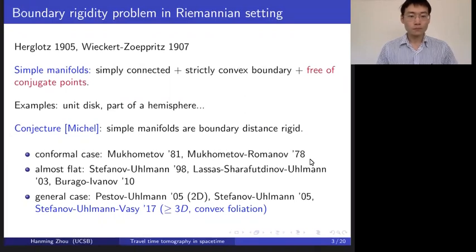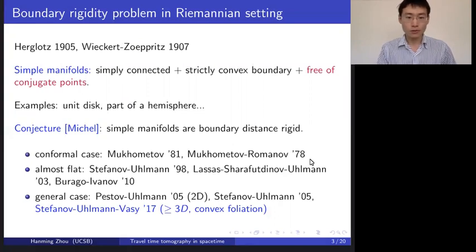For the conformal case, where the two metrics come from the same conformal class, this problem has been solved by Mukhometov in 2D and by Mukhometov with Romanov in higher dimensions. Also, for the case where either one of the metrics or both are almost close to the Euclidean metric, there is work by Stefanov-Uhlmann and Lassas, Sharafutdinov-Uhlmann, and Burago and Ivanov. That is for the almost flat case.